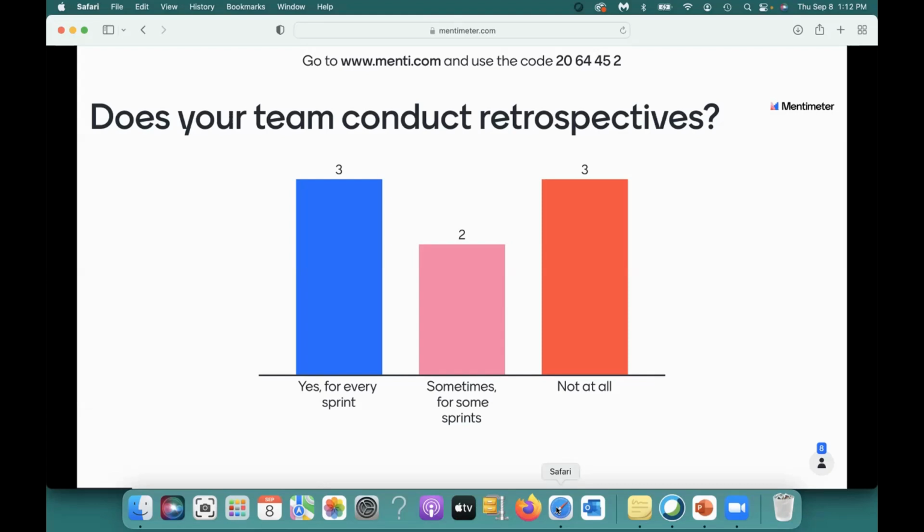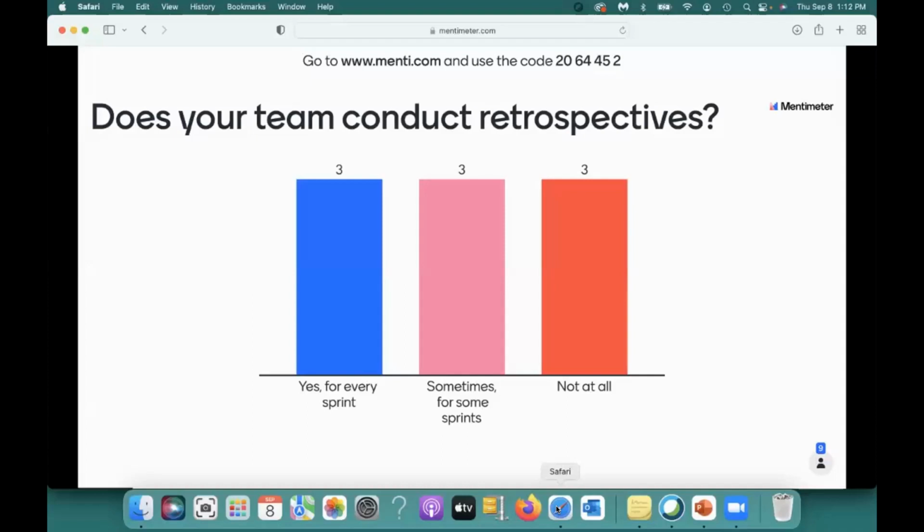Anybody else? So it's kind of mixed here, that some of you do it for every sprint, some you do for some sprints. So if I were to say, one third of people do it for every sprint. The other two thirds do it sometimes, or may not do it at all. So if you are doing it sometimes or not at all, I think you have a great opportunity for continuous improvement using retrospective. This is an excellent practice that you can adopt for your team.